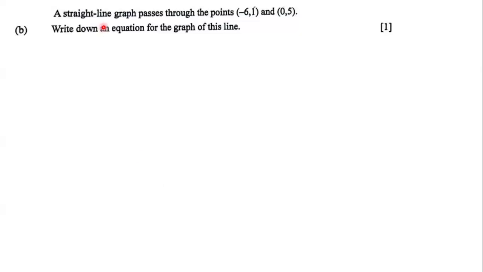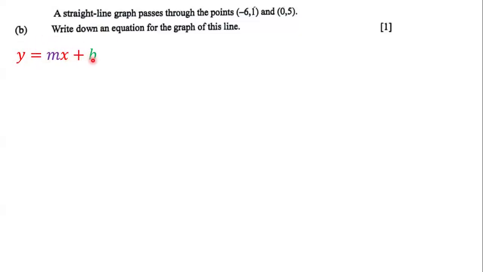Next, it says that a straight line graph passes through the points (-6, 1) and (0, 5). Write down an equation for the graph of this line. Now, we can use the general form of an equation of a line. And so we have y is equal to mx plus b.